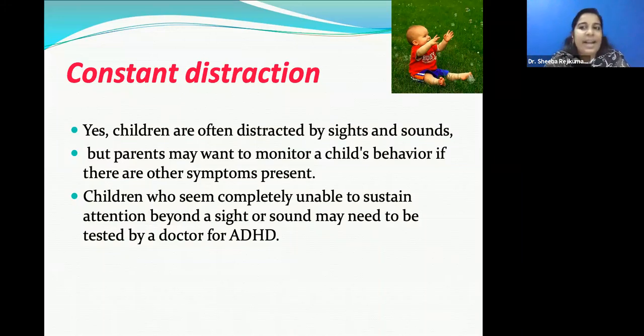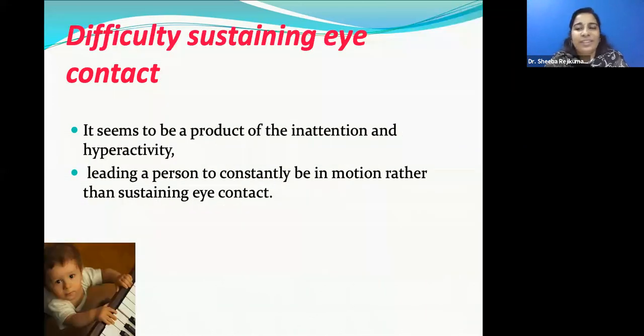Then difficulty sustaining eye contact. Here, never get confused with autism, because in most cases we usually confuse loss of eye contact with autism, but the problem is entirely different. Here, it is a problem with their hyperactivity and impulsiveness. They don't have time for fixing eye contact with anybody else. They're very busy. But in autism, they're living in another world. These children never belong to our world, and they will never allow us to enter their world. That's why they're not keeping attention.